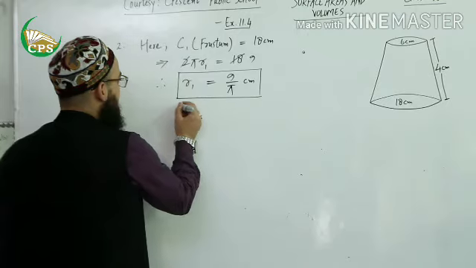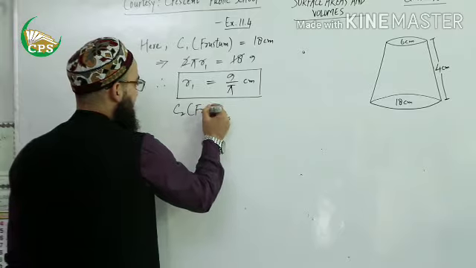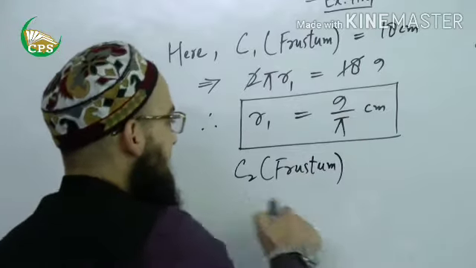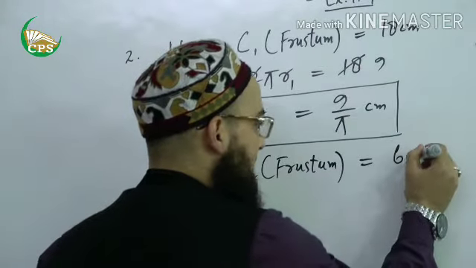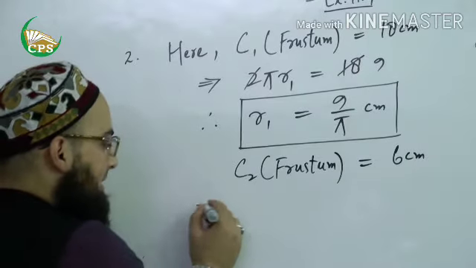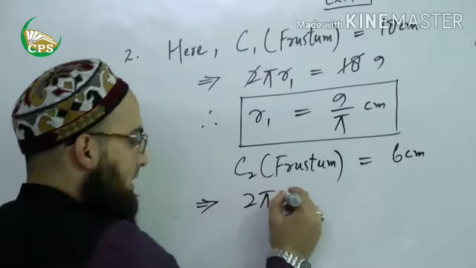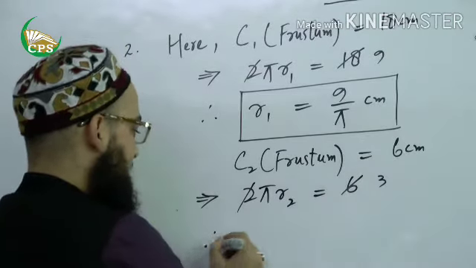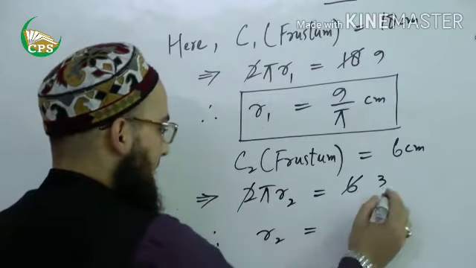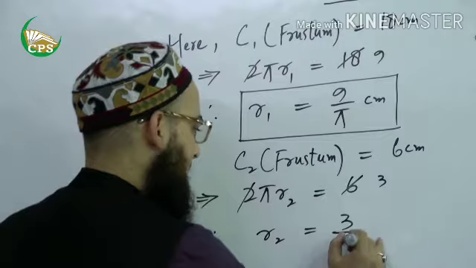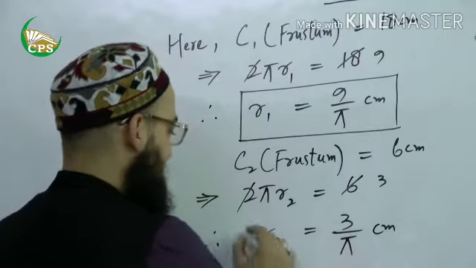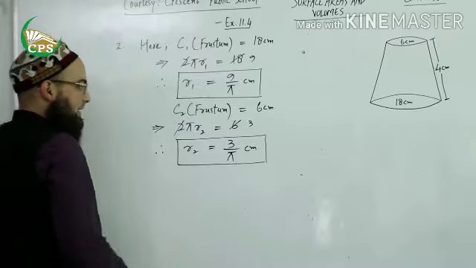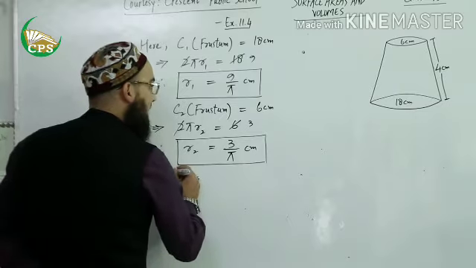Now another one, C2 of the frustum. Similarly, you can do this for C2. C2 of the frustum is 6 centimeter, which implies twice pi r2 is 6, then 2 ones are 2, 2 threes are 6. Therefore, r2 is 3 divided by pi centimeter. Now that's your r2.